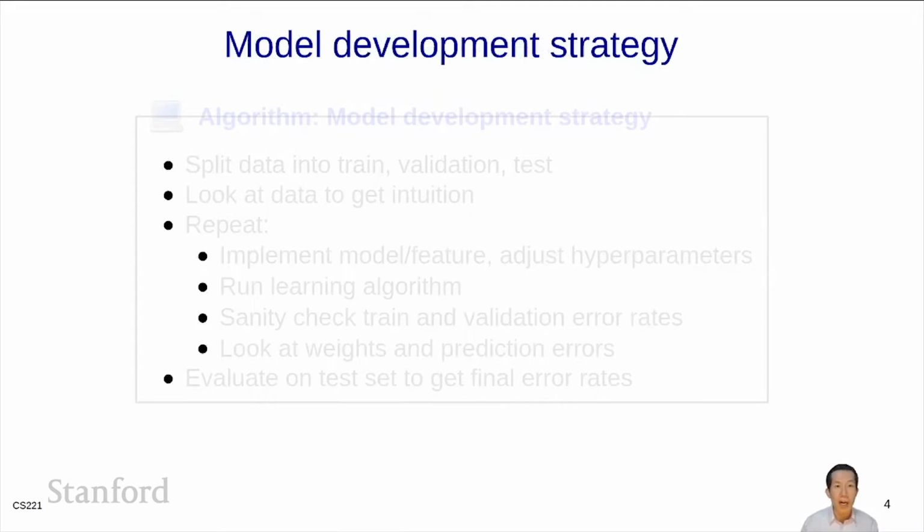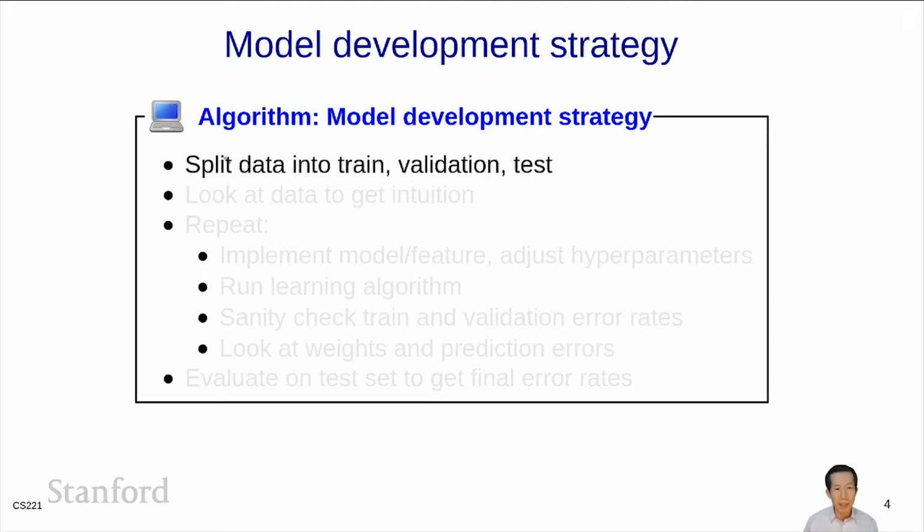So now I'm going to talk about model development strategy. We've talked a lot about the formal machinery, and I'm just going to walk you through a typical development cycle. So what you do is you start out by splitting the data. You get some data and you split it into train, validation, and test. You lock away the test set, and you look at the data, not the test data, the train or validation data, to get intuition. You want to understand what kind of properties the problem that you're trying to solve has.